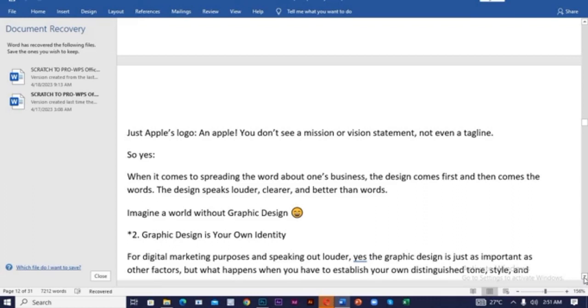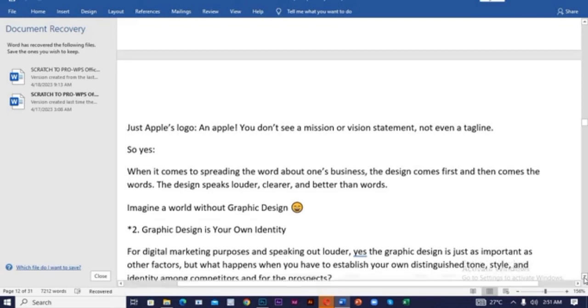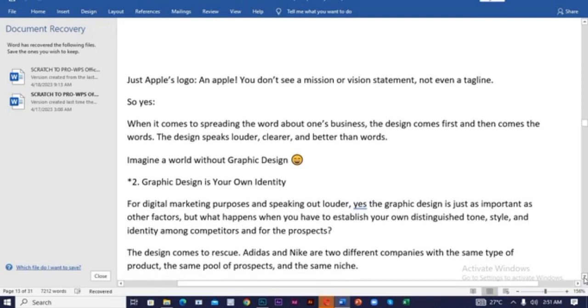And that is why as graphic designers, we can't be taken off the market, because we are very, very needed and very, very important in every sphere or every industry. Okay, so imagine a world without graphic design. Just imagine a world where there's no graphic design.